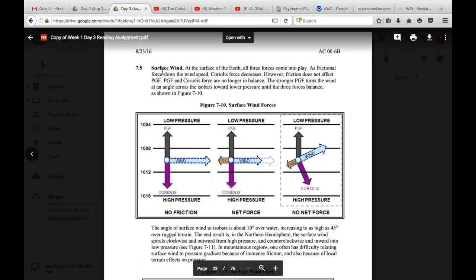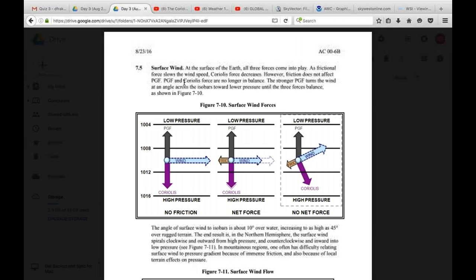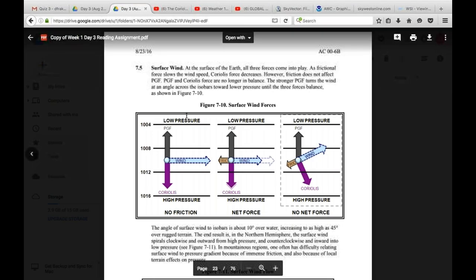So surface wind. At the surface of the Earth, all three forces come into play. As frictional force slows the wind speed, Coriolis force decreases. However, frictional force does not affect pressure gradient force. Pressure gradient force and Coriolis force are no longer in balance.